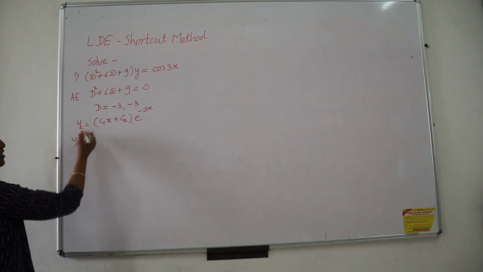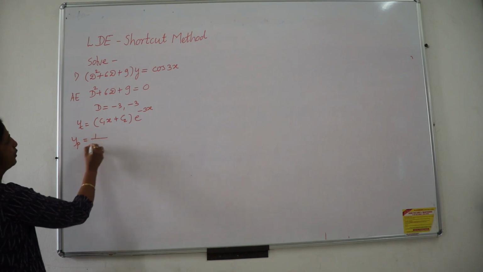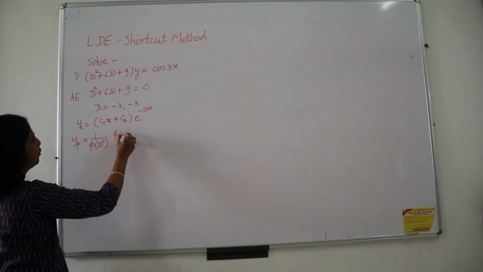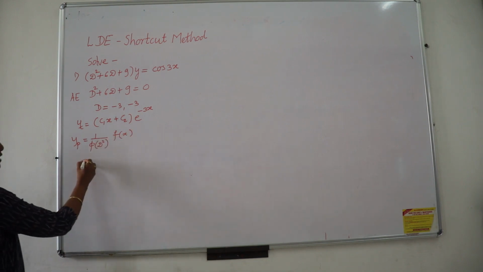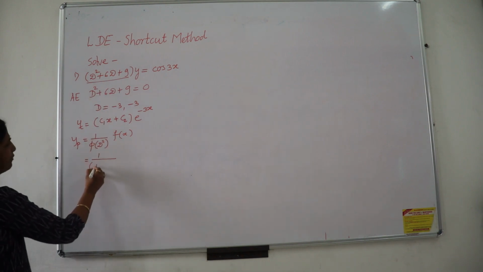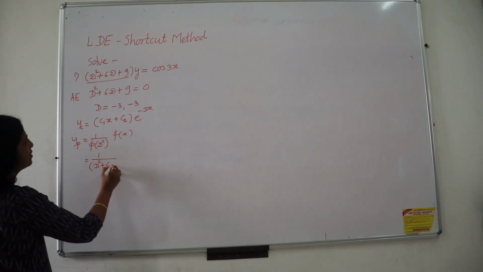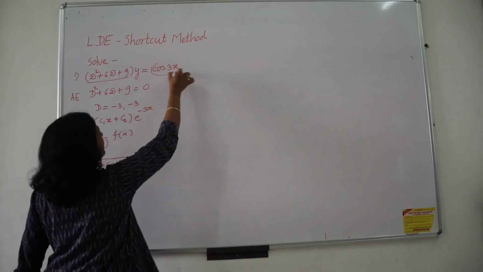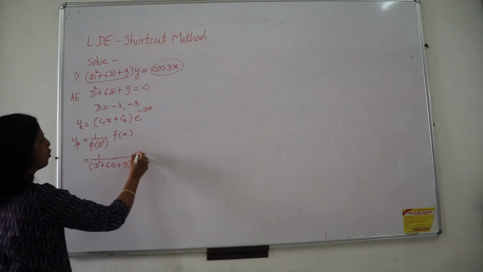Now the main thing, this is revision part. The main thing we are going for is YP. Write down the formula first: 1 upon phi D square into f(x). So 1 upon, now phi D is this part. You know it already, you have done it before. Only the case is something new for you. This is D square plus 6D plus 9, and my function is the right hand side, this is cos of 3x.